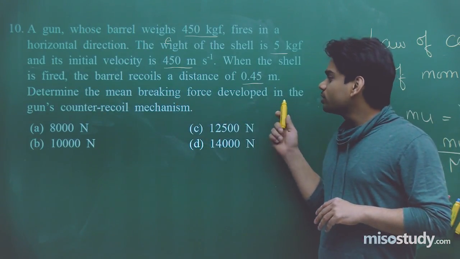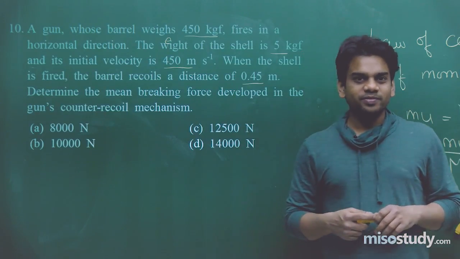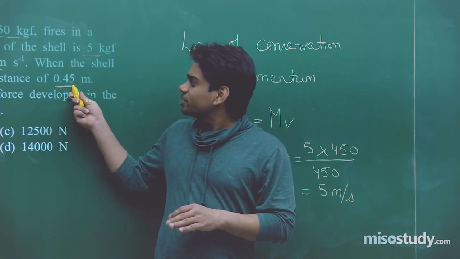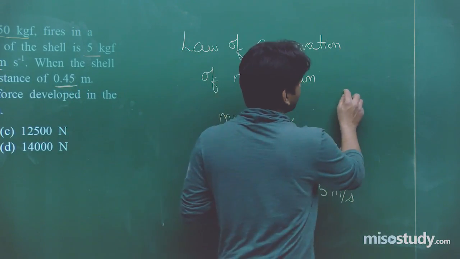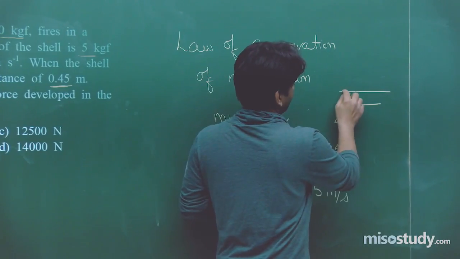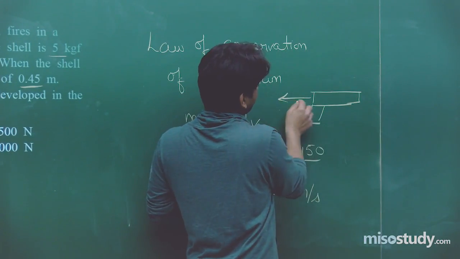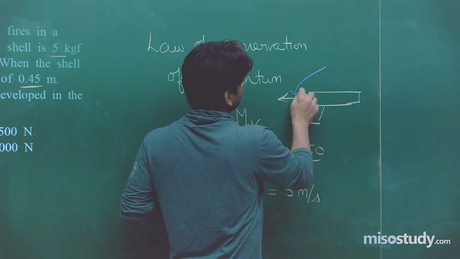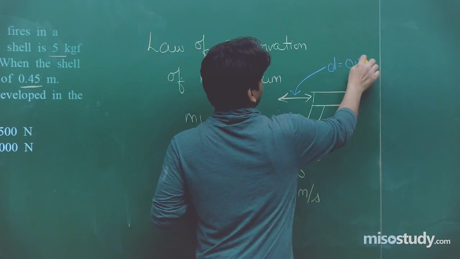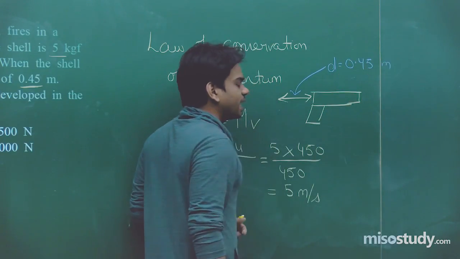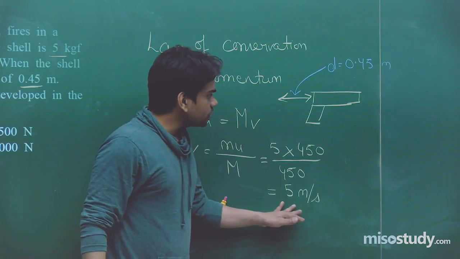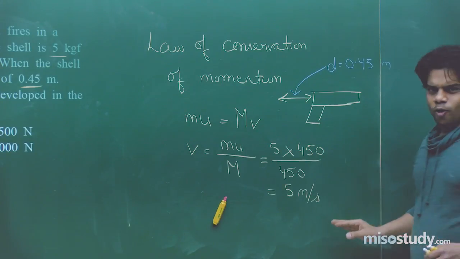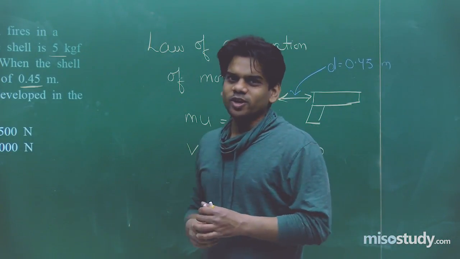Next thing, when the shell is fired, the barrel recoils a distance of 0.45 meter. Determine the mean braking force developed in the gun's recoil mechanism. That is what we have to find out. We have been provided with the distance with which the gun recoils back. If I show you, the gun is here, and the distance with which it recoils back is given as 0.45 meter. This is what has been provided to us. So take note of this entire part of the solution. I believe that you would have already got the idea how to solve it. I have shown you the recoil distance of the gun.